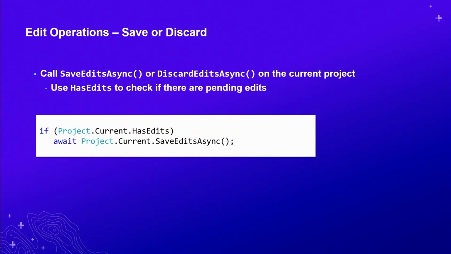Once you've made all your edits, you can leave it up to the user to save or discard, or you can call it through the SDK, and that's simply just saying on the project current save edits async or discard edits async. It's an all or nothing procedure, so all edits across all workspaces in all maps will be saved or discarded at the same time. So it's up to you whether you want to do it as part of your workflow or just leave it up to the user to do.